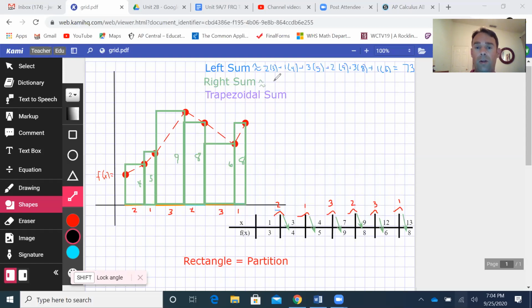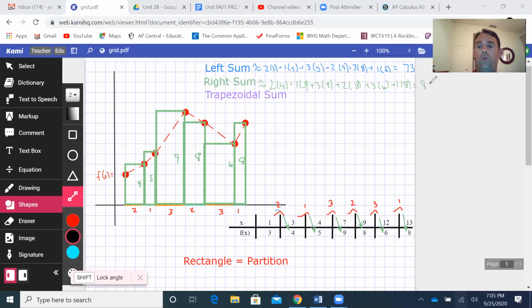So if I wanted to know what that actual approximate is, I would say, all right, well, it's approximately, and I would write my area like this, 2 times 4 plus 1 times 5 plus 3 times 9 plus 2 times 8 plus 3 times 6 plus 1 times 8, which would give us the following value: 8 plus 5 plus 27 plus 16 plus 18 plus 8, and that would be 82.